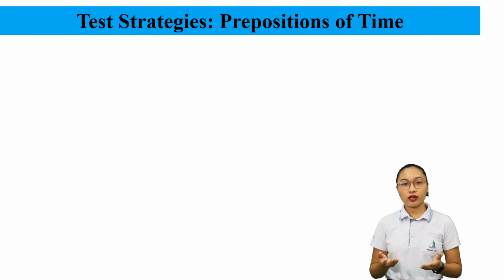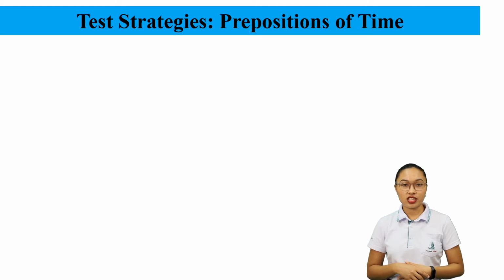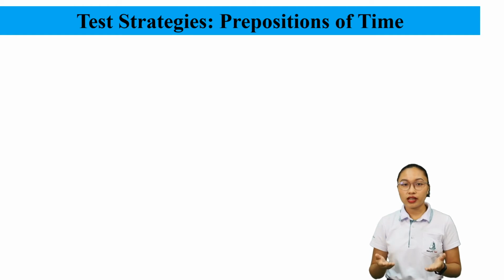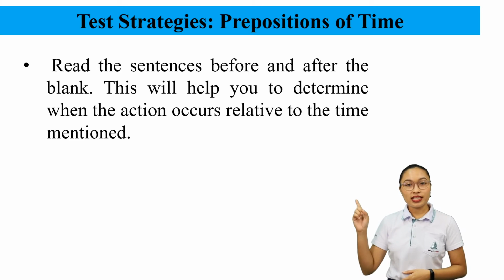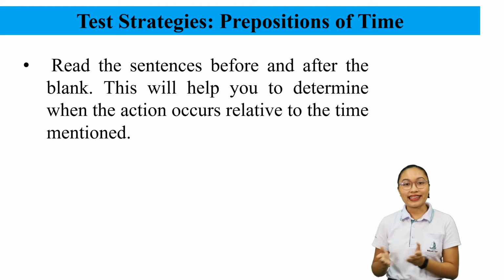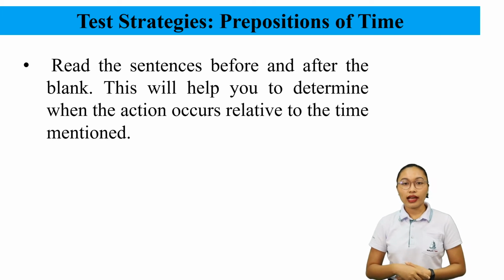Since we are done with the strategies that help you answer the words in context-related questions, let's proceed to prepositions of time. Well, we know that these are prepositions that allow you to discuss a specific time, and in choosing the right prepositions, you need to follow this strategy. Read the sentences before and after the blank. This will help you to determine when the action occurs relative to the time mentioned.